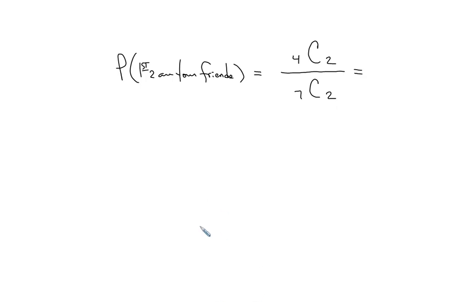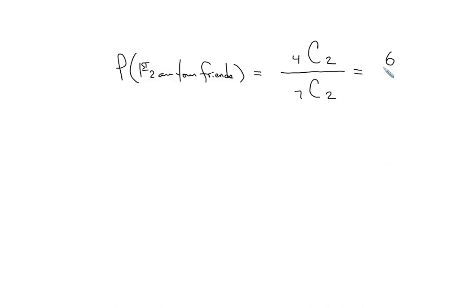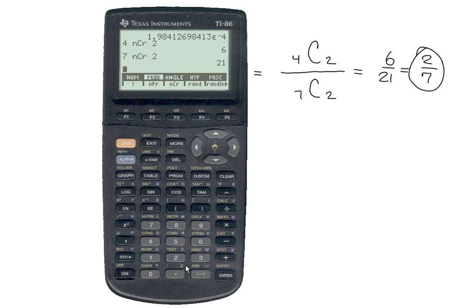So this ends up being 4 choose 2 divided by 7 choose 2. We get 6 over 21, which reduces down, and you always reduce fractions, guys. This reduces down to 2 over 7. Okay, 2 over 7 is about 28%. So about 28.6%. So there is a good chance that the first 2 are 2 of your friends, because 4 out of the 7, more than half of them are your friends, right?